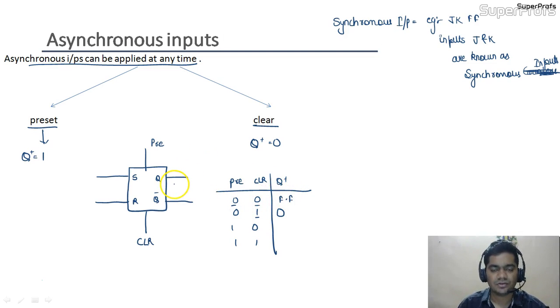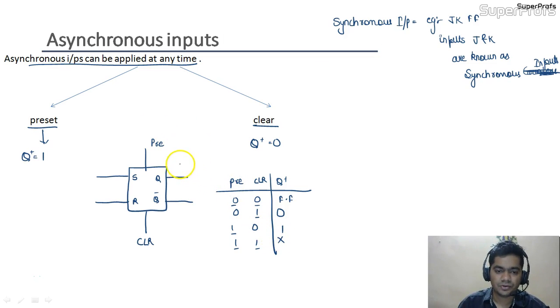when the asynchronous input is activated. If preset is activated, that is if preset is given 1 and the clear is deactivated, that is 0, then all the outputs available would become logic 1. Similarly, if both the preset and clear are activated, then we take it as a don't care condition, because we are not able to get our required or a unique output. So we are taking it as a don't care condition.